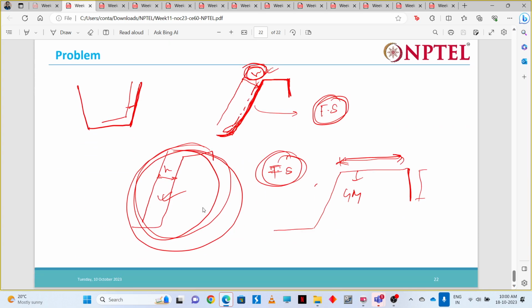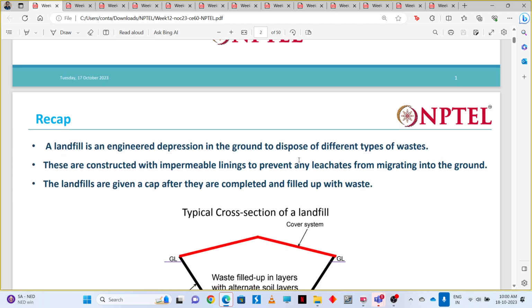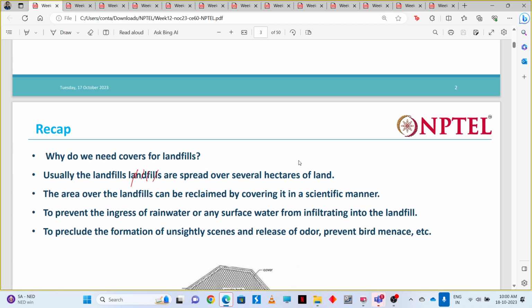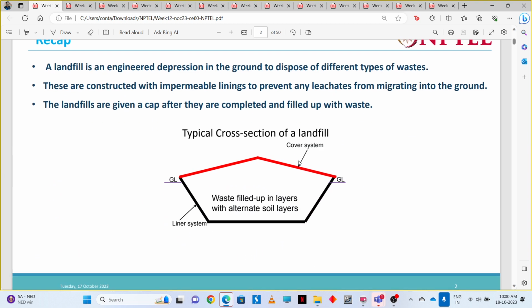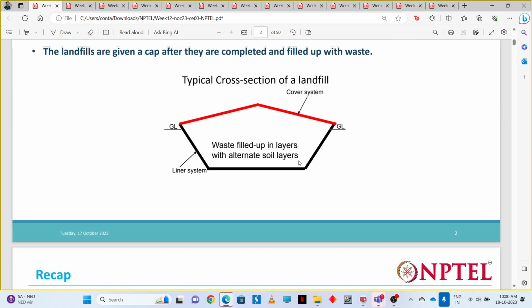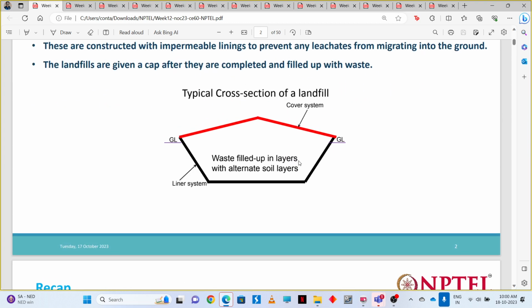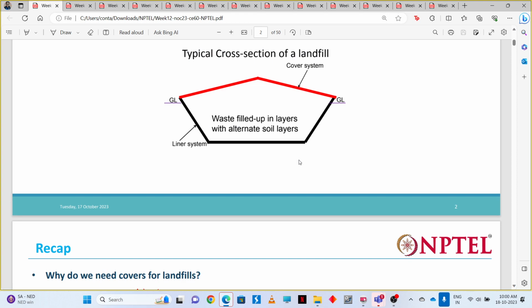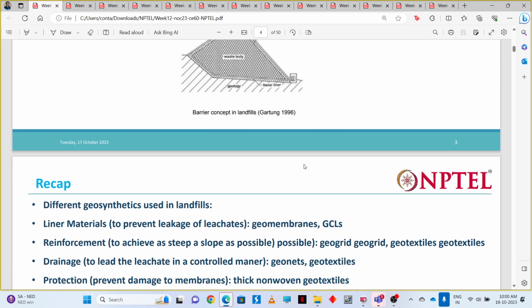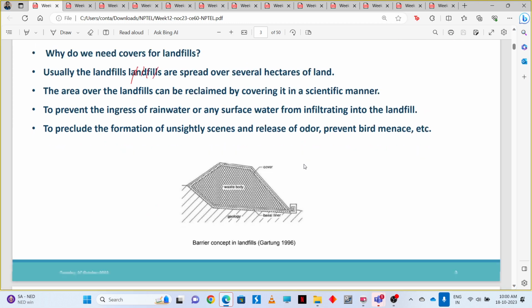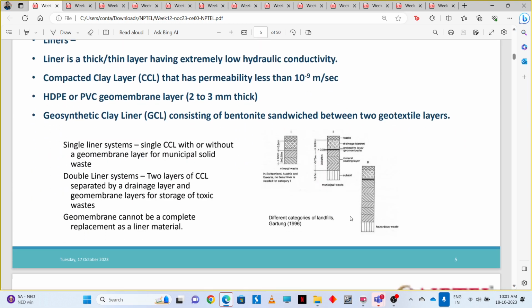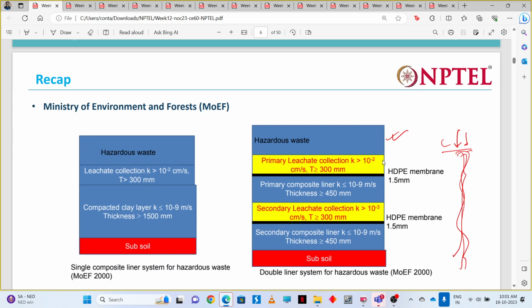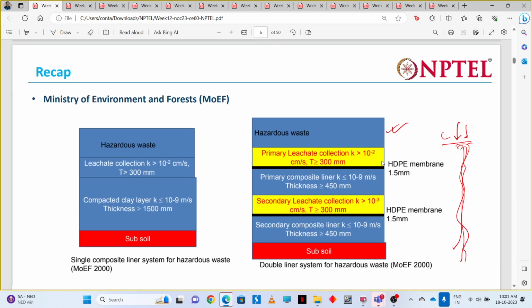So all these problems we solved, and in yesterday's class, as you know, we discussed landfills. Why are landfills actually required? Engineered and non-engineered landfills. Then, what are the types of waste? Municipal solid waste or hazardous waste. Based on that, we need to decide the liner system. What are the liner systems? Single liner system, double liner system. Where we are to use which one, all these things we discussed.